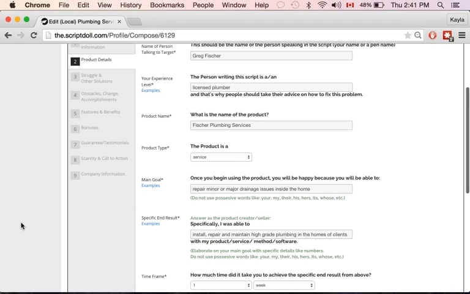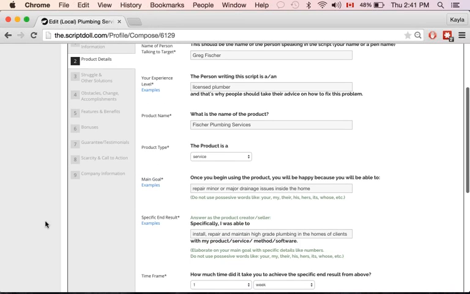All right, so with this one, the name of the person talking and your experience level is going to come from the who are you questions. These are pretty basic. There wasn't actually a specific question to ask for these ones. Your product name and product type, again, this is going to come from your product information. When you get to the main goal question here, that's going to refer to question number 2 from the mind map, and the specific end result is going to be pulled from question number 8 on the mind map.